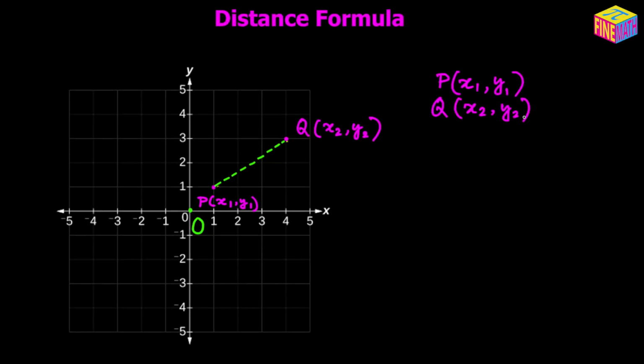Hi everyone, in this video we are going to talk about the distance formula in coordinate geometry. This formula is used to find the distance between two given points. Suppose in this picture you can see that I have a Cartesian coordinate plane and there I have 2 points, point P and Q.